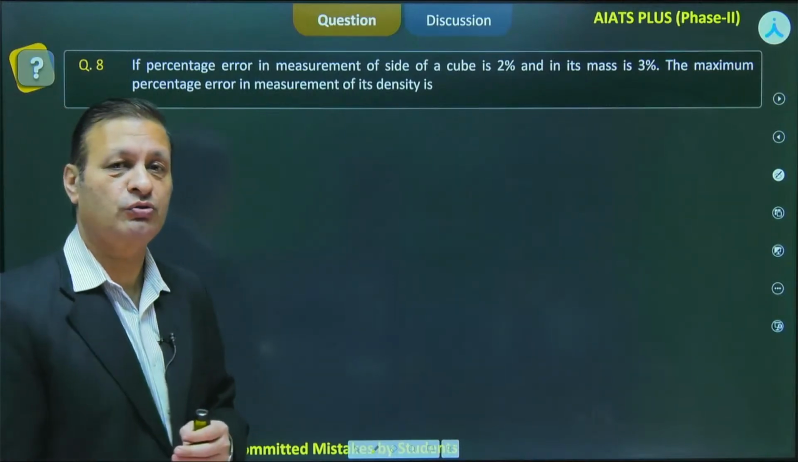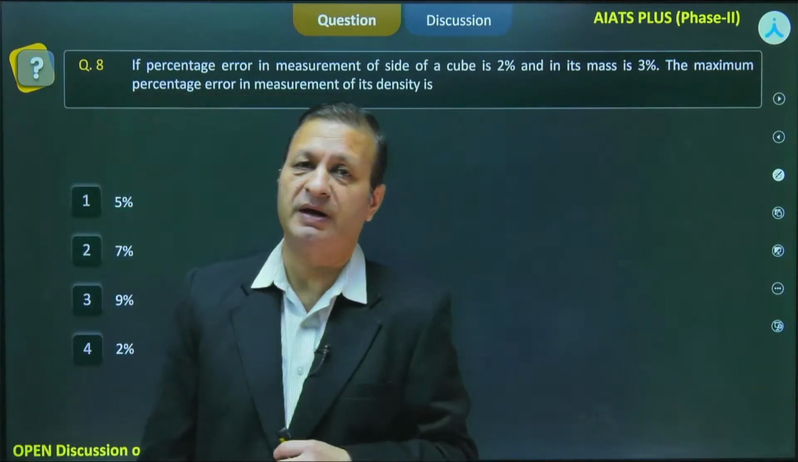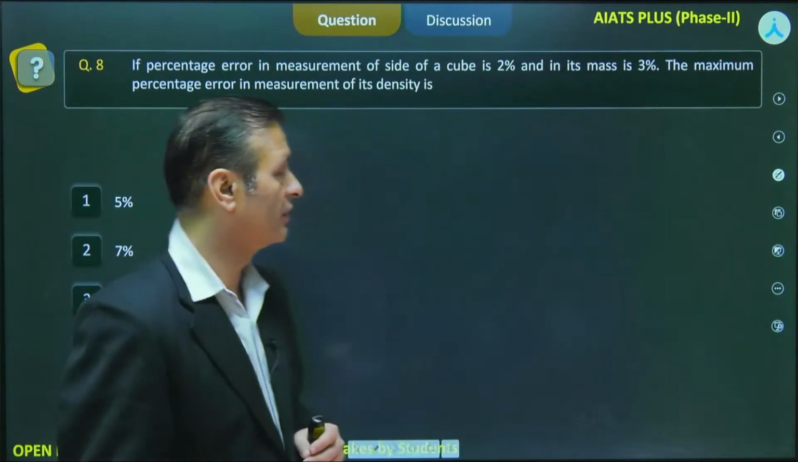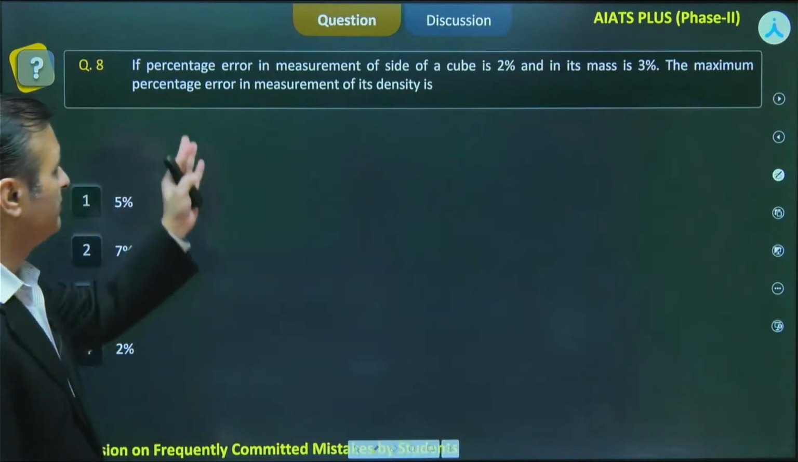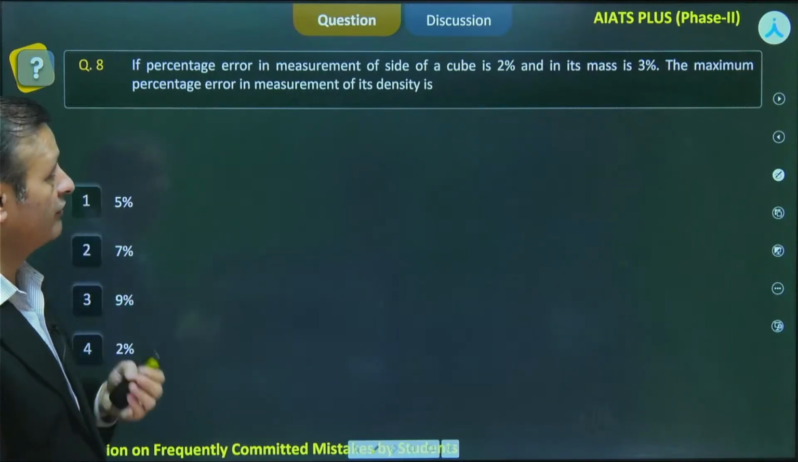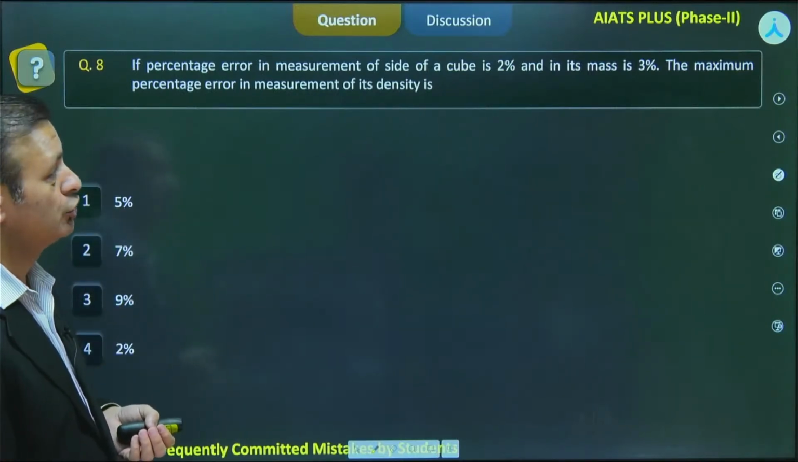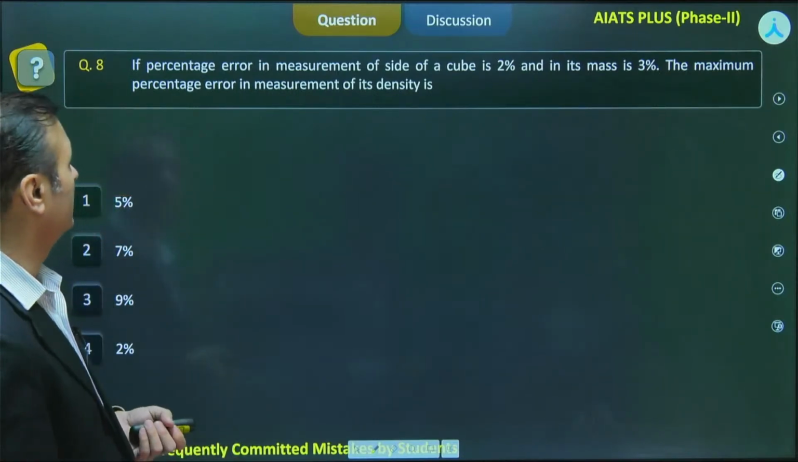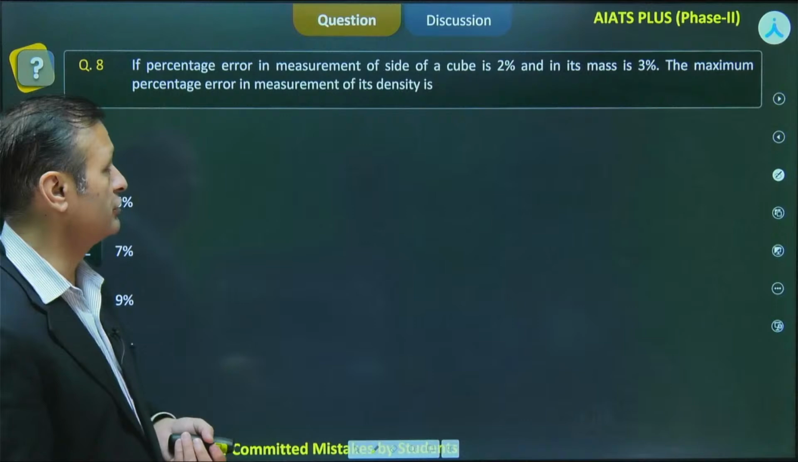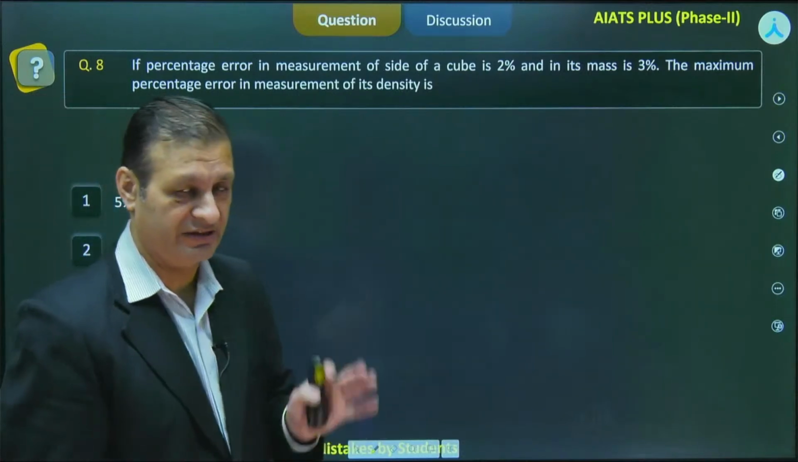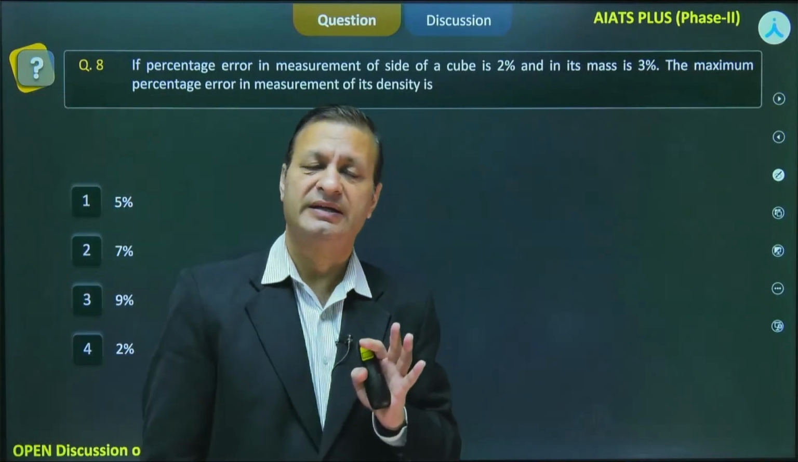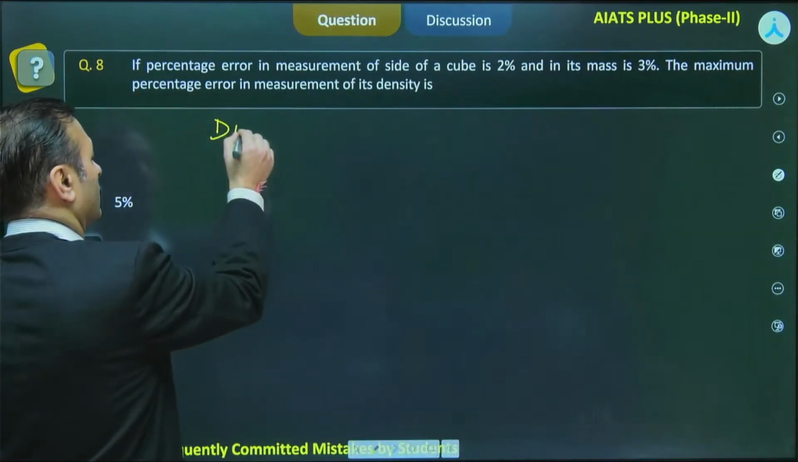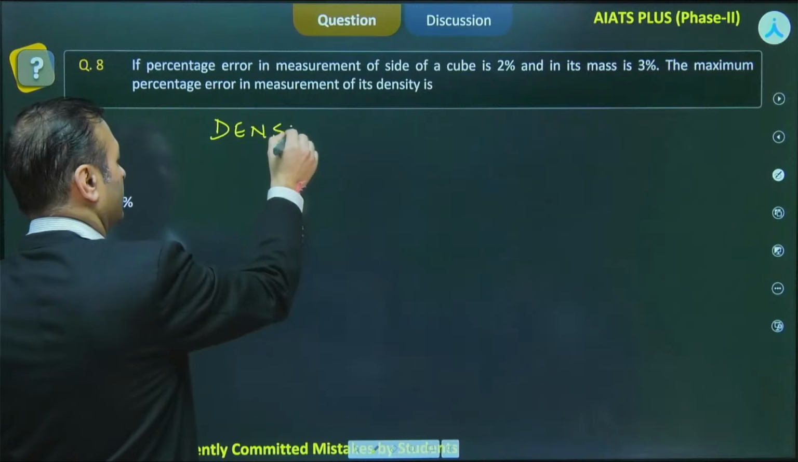Yes. So the next question is again from the unit and measurement part. So this deals with your error part. What this says: if the percentage error in the measurement of a side of a cube is 2% and in its mass is 3%, the maximum percentage error in the measurement of its density is. So this is quite an easy situation. First we need to understand the density.